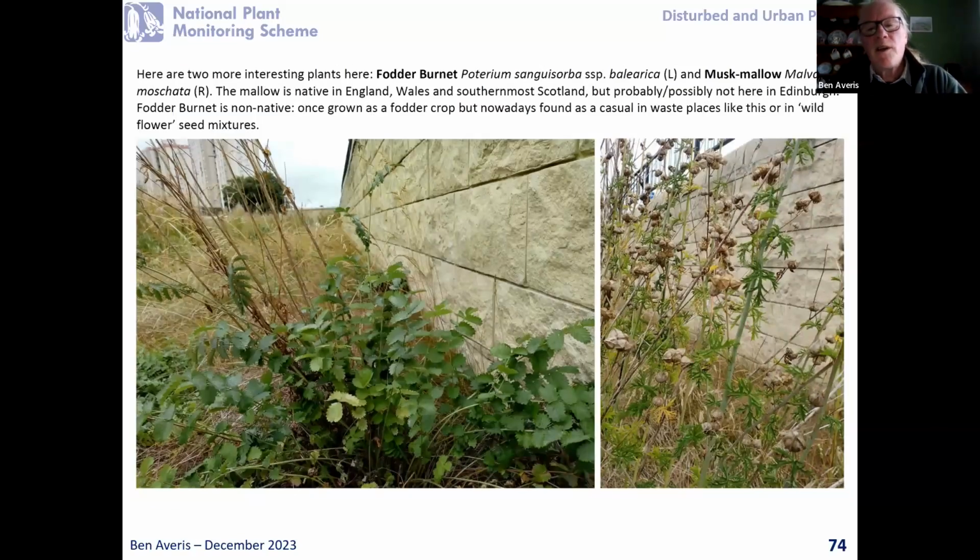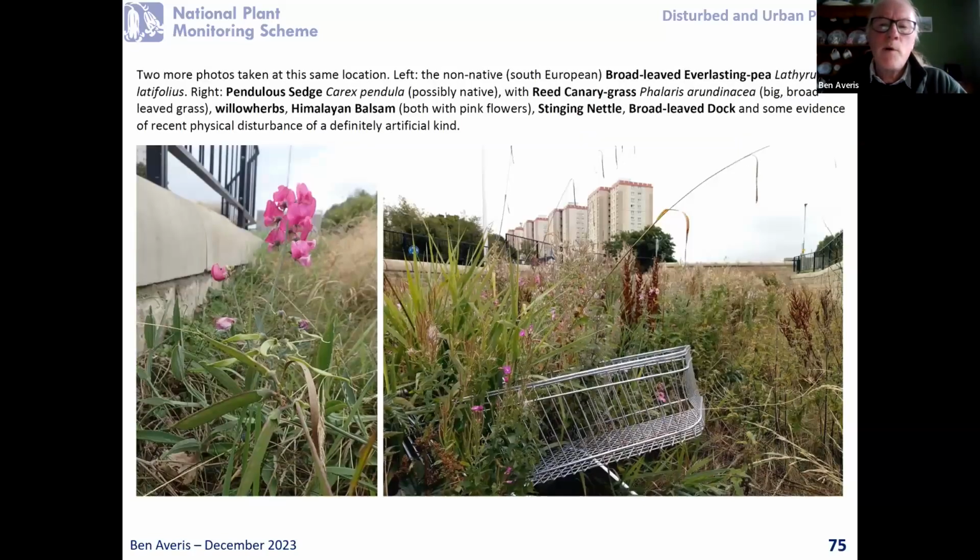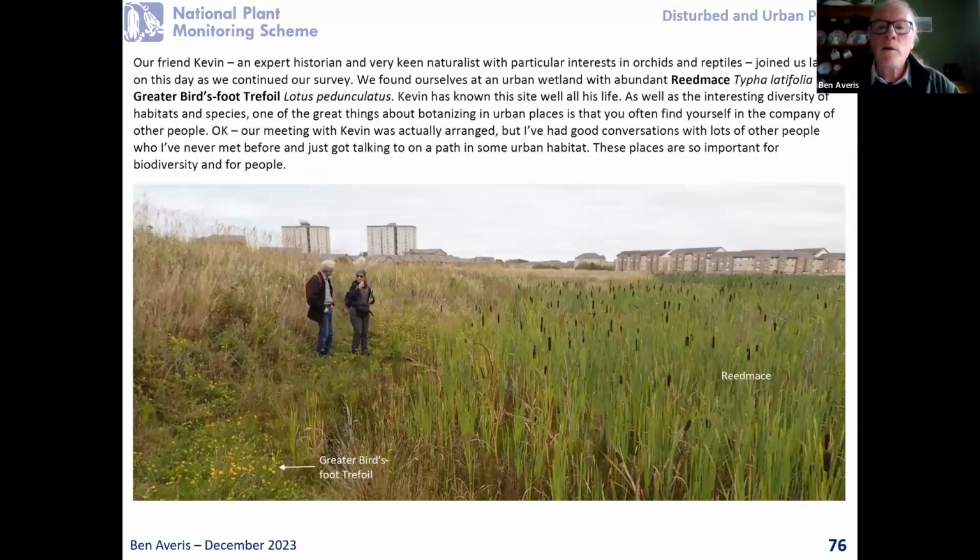Fodder burnet, which is kind of like a salad burnet, but was grown for fodder. That's the one on the left, and some muskmallow on the right. This is all in the same little spot, really, which has obviously been subject to ongoing disturbance, as you can see from that trolley. But still, such an interesting flora, a mix of native and all these kind of non-native things. I find it much more exciting to see these non-native plants outside gardens than within gardens.